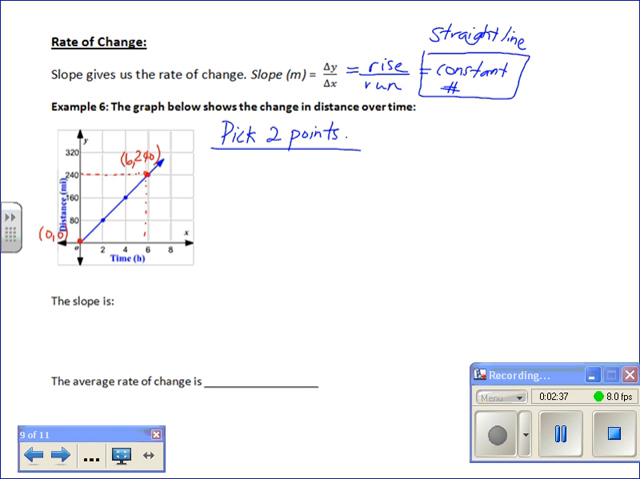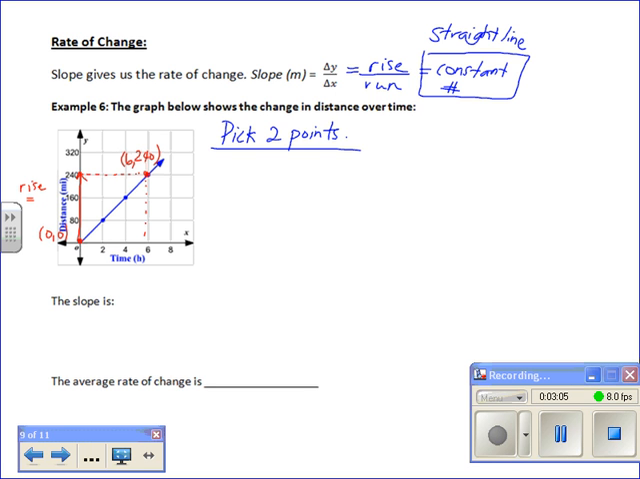I could use the formula if I wanted to, or I could just count my rise over my run. If you count your rise over your run, you just have to be careful that when you're counting each one of your divisions on an axis, you know how much it's worth. So let's count the rise over the run. Let's go from the first point to our second point. To get from the first point to the second, I have to go up this many. There's my rise.